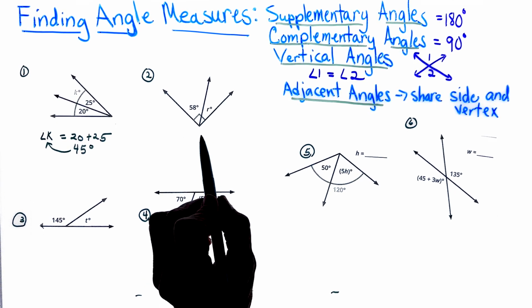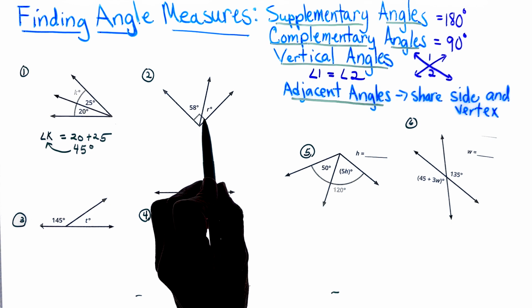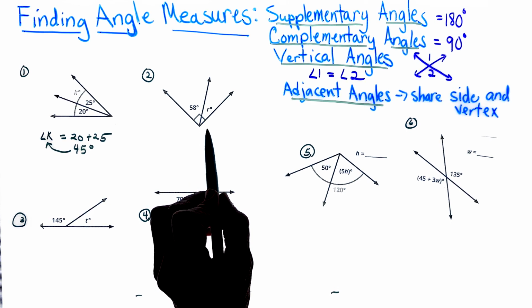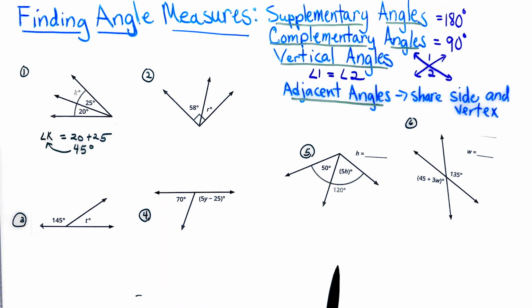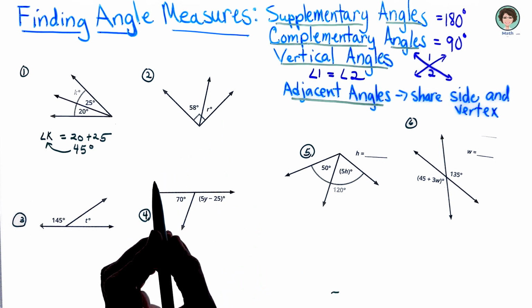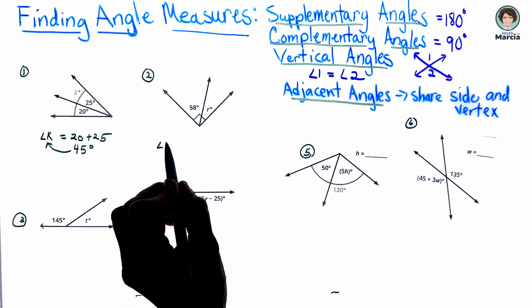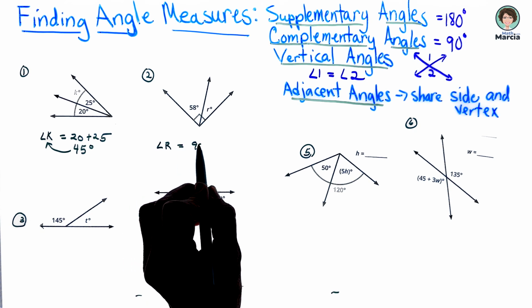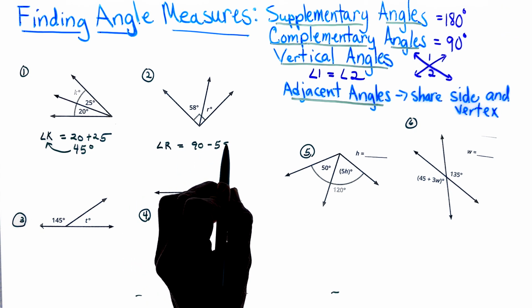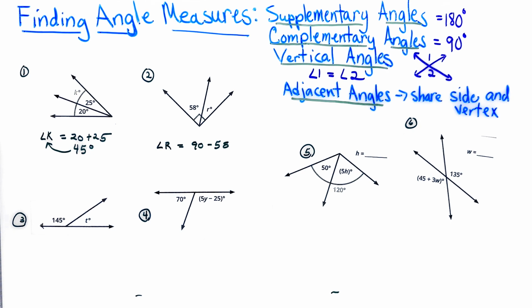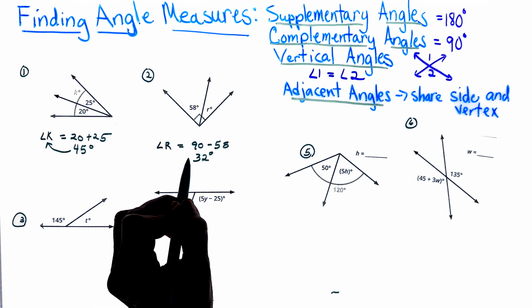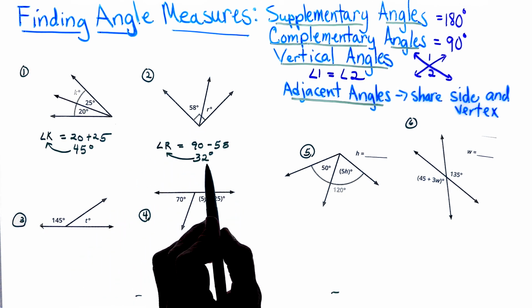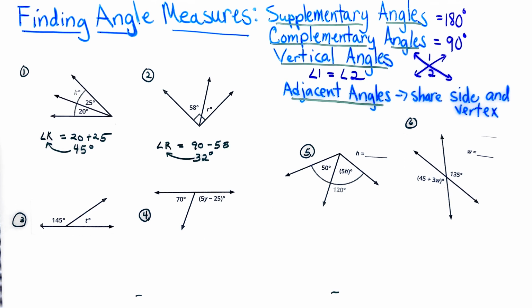So the second one, I noticed that there's a 90-degree box. They're complementary. They do add up to 90 degrees. And I also noticed that R is an adjacent angle. In order to find R, angle R is going to be equal to 90 minus 58. And of course, that's in degrees. And so our angle R is 32 degrees. Again, if you add 58 and 32, you get 90.